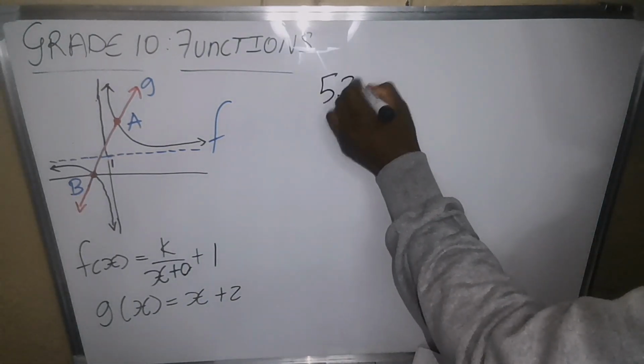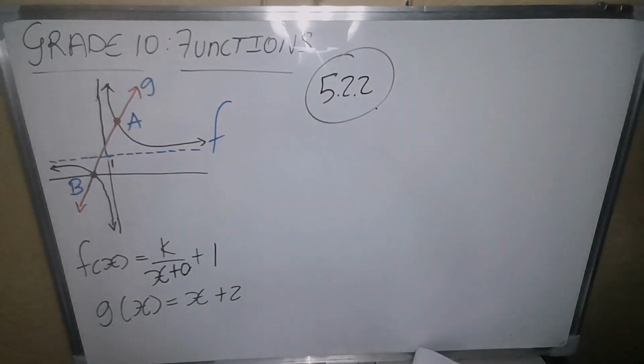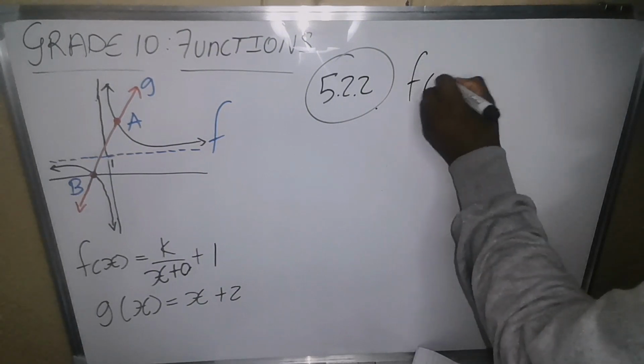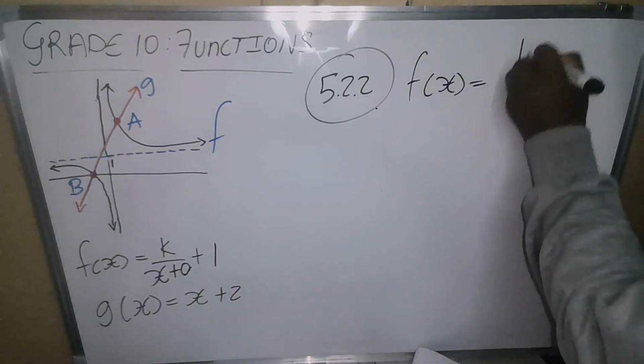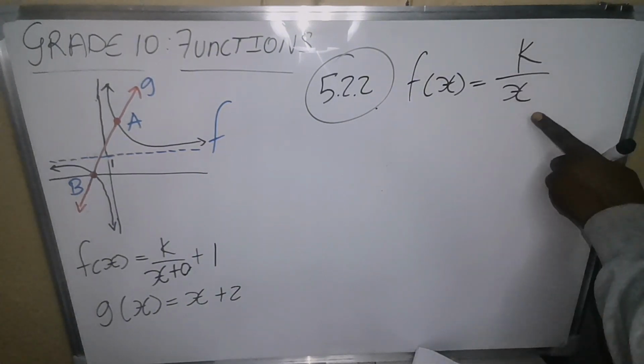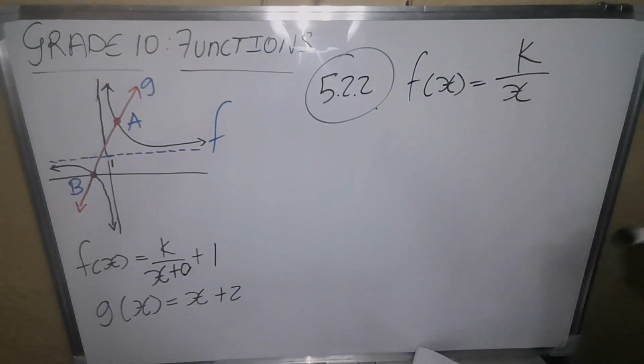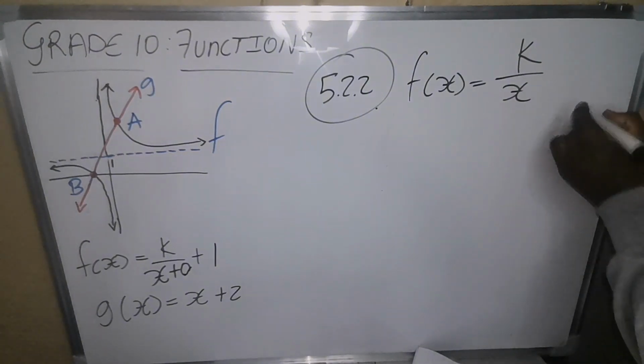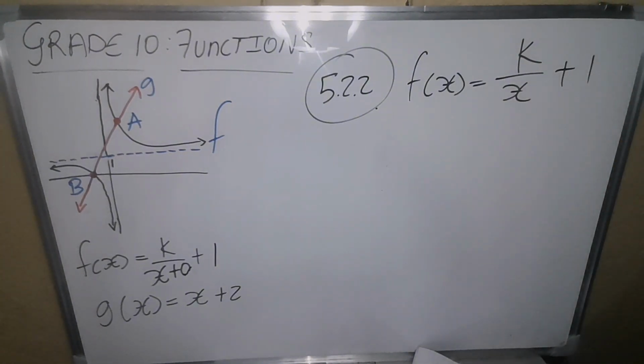5.2.2: determine the equation of f. The equation f of x is equal to k over x. There's no need for you to write the 0. I just wrote the 0 to show you how to find the vertical asymptote. So that's the basic logic behind the vertical asymptote part. Now, you must find the equation of f of x.